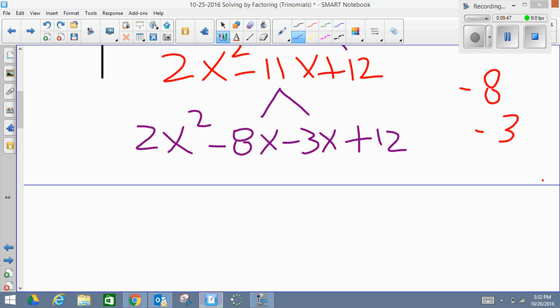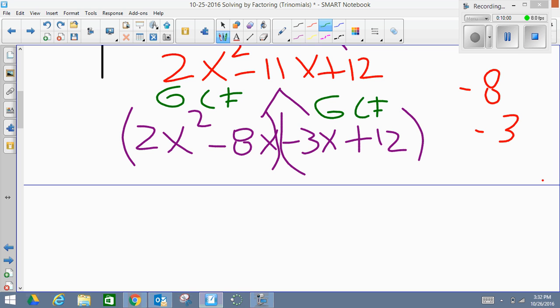Grouping the first 2 terms, and my last 2 terms. Now when I am here, I do GCF on the first parenthesis and GCF on the second parenthesis. Okay, so GCF in the first parenthesis, 2x inside x minus 4.